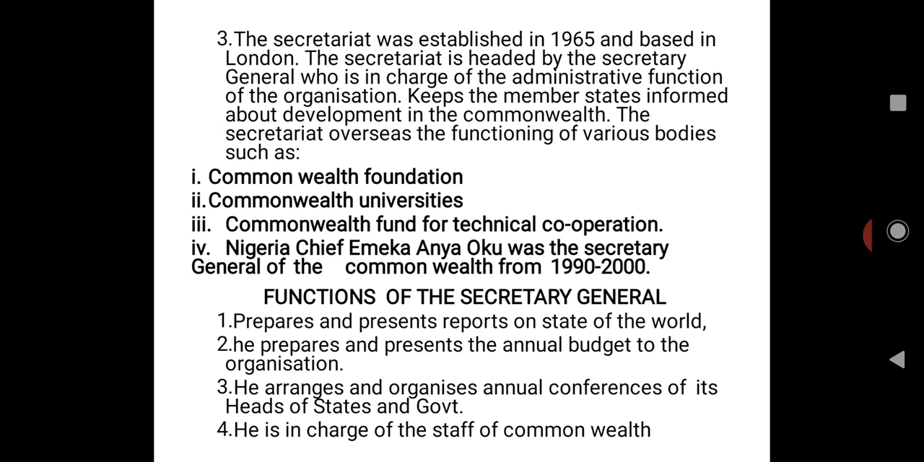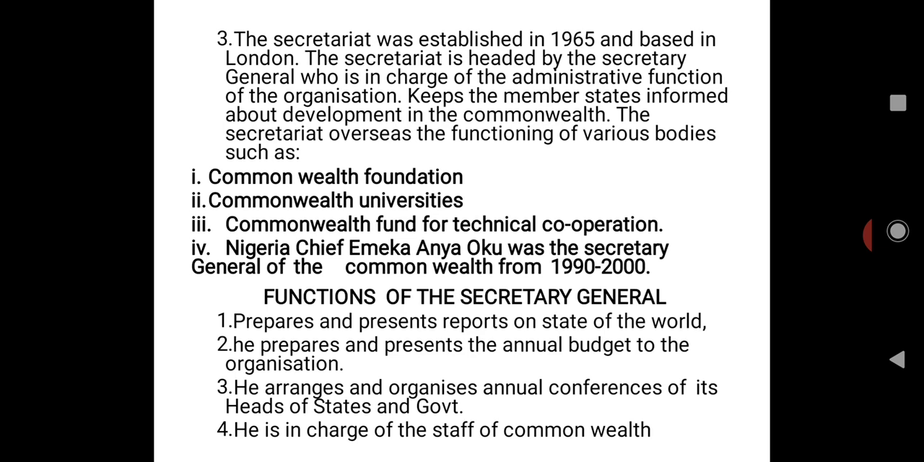to the association. B. The Secretary General prepares and presents the annual budget to the organization. C. The third function of the Secretary General: he arranges and organizes the annual conference of its heads of state and government, the Prime Ministers and heads of state and government.